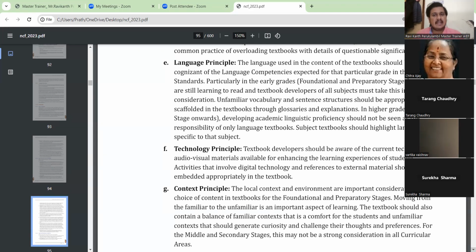Language principle. The language used in the context of the textbook should be fully cognizant of the language competencies expected for that particular grade in the learning standards.